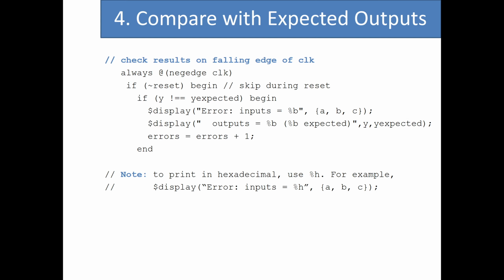Then on the falling edges of the clock, we check whether the output produced by the module is the same as the expected output. This is done when the reset signal is 0. During the reset, we don't want to check anything. But if the reset signal is 0, we actually do the test. If the value for y is not equal to the expected y, we just display some error messages, and then we increment this bookkeeping variable errors that counts the number of errors that we have.